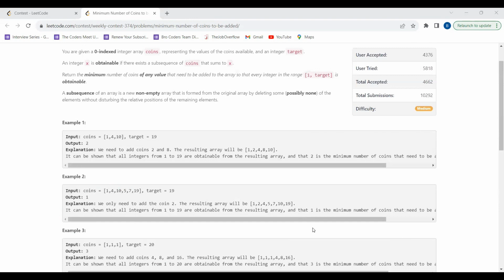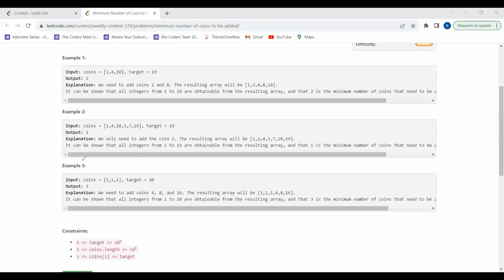So what I'll do, I'll take some examples. Let's take a simple example. Suppose we have this array: 1, 2. What all sums can we get? Can we get 1? Yes. Can we get the sum 2? Yes. Can we get the sum 3? Yes.